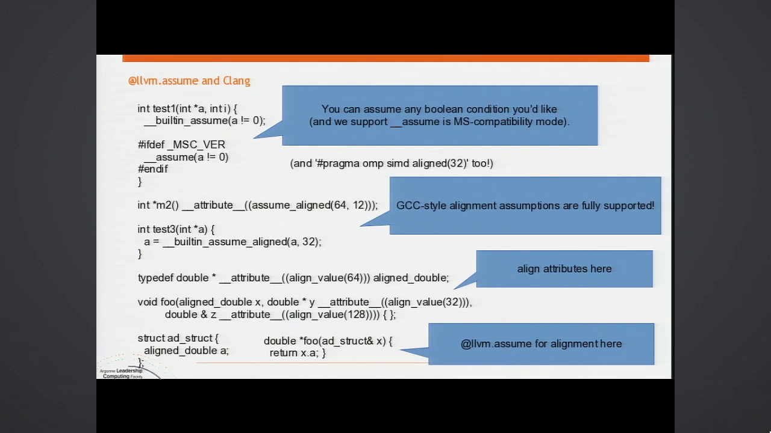We have the align value attribute, which I'll talk a little bit more on the next slide. If you have it on function arguments, it gets the align attribute. But if you have it in other places, when you do the L value to R value conversion, you get assumptions for the loads.